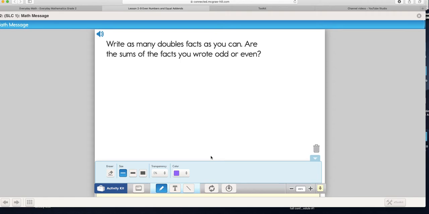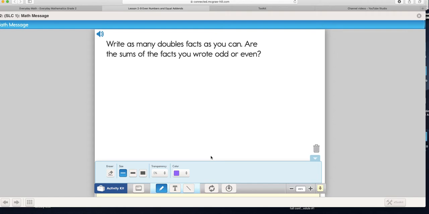Jose, can you give me one doubles fact? 5 plus 3 equals 8. Oh, doubles facts. Doubles facts are two of the same number that we add together, so we can't have 5 and 3. Those are not the same number, okay? Jake, do you want to share a doubles fact?